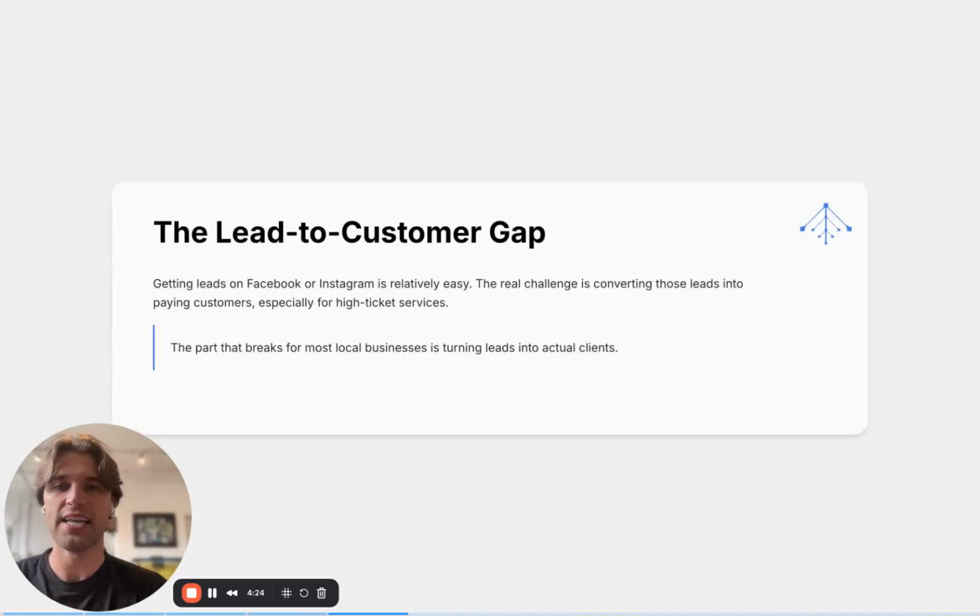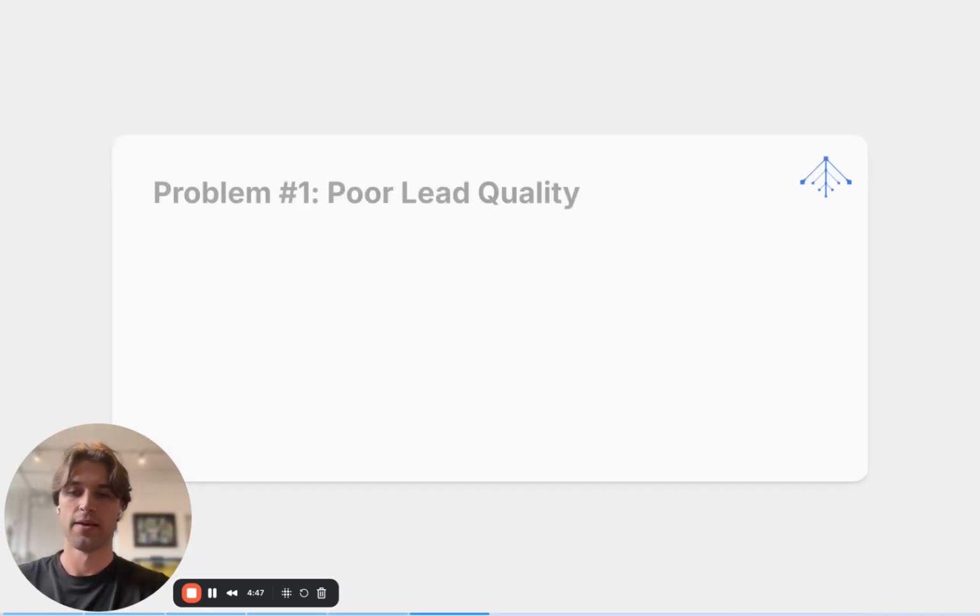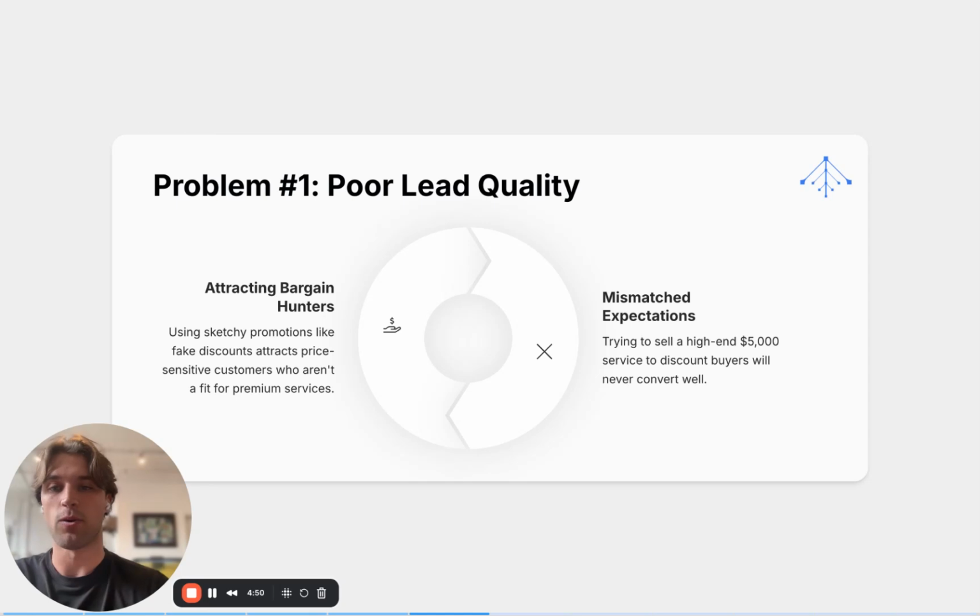So to get into what causes that, what is really the problem here? It's the lead to customer gap. Like I said, a lot of people can generate leads, they can generate appointments, but the hardest part is getting them to actually turn into a customer and sign up for your services. Whether it's low ticket stuff or high ticket stuff, it doesn't matter. It's all the same. There will be a gap if you do not do this properly. And that's what really breaks it for most people.